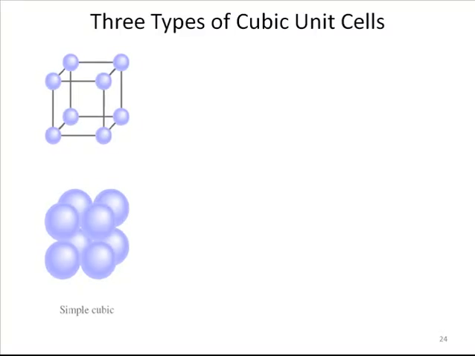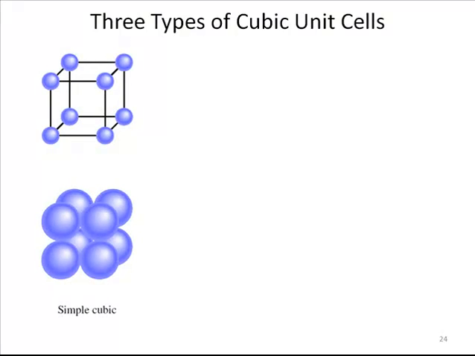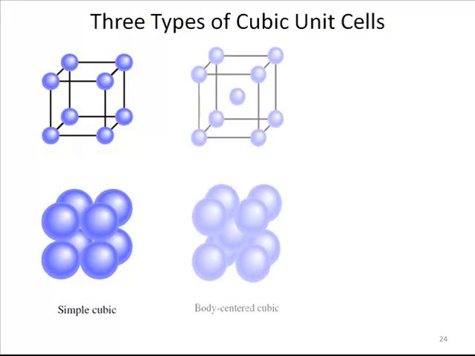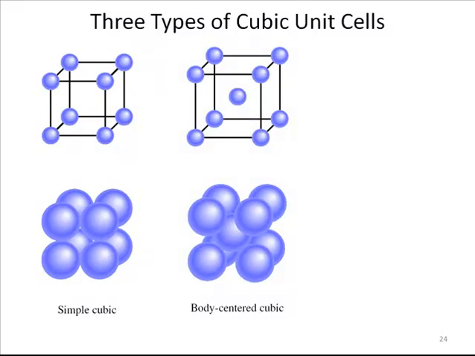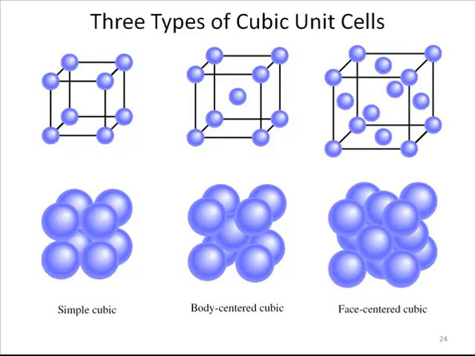There are 3 types of cubic unit cells. You do have to be aware of the simple cubic, the body-centered cubic, and the face-centered cubic. Simple cubic has nothing in the middle. Body-centered has something in the middle. And face-centered cubic is unique because it has things in the faces. It's hard to visualize which of these is in the face. That one looks like it's not in the middle of the face, but it's in there. Maybe it's on the bottom.